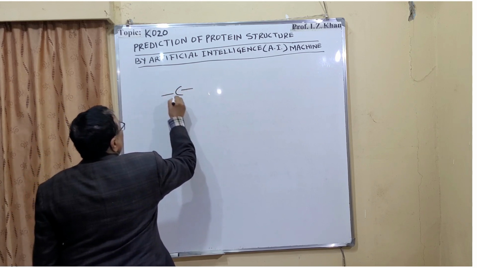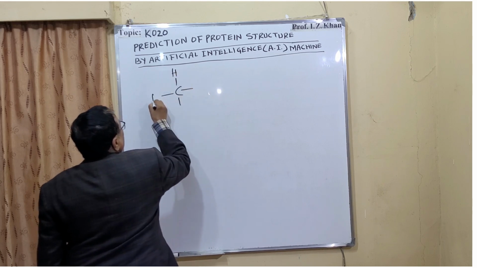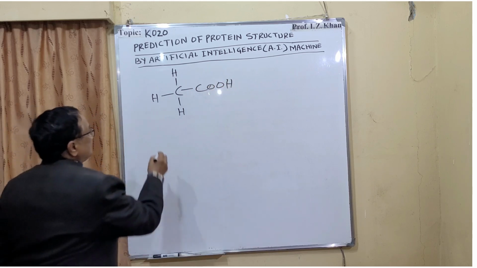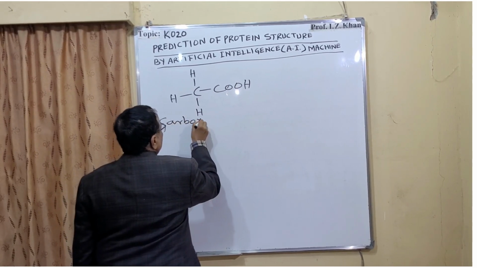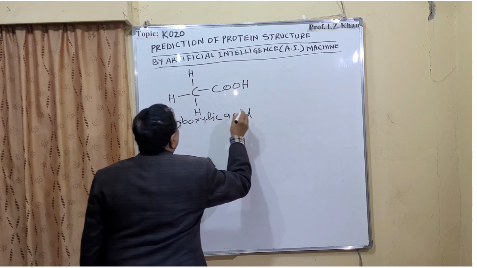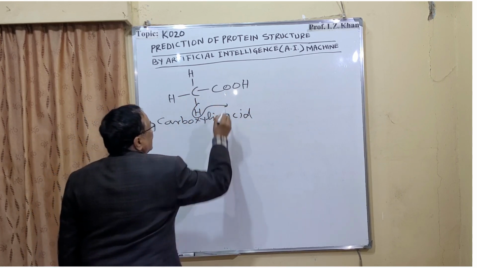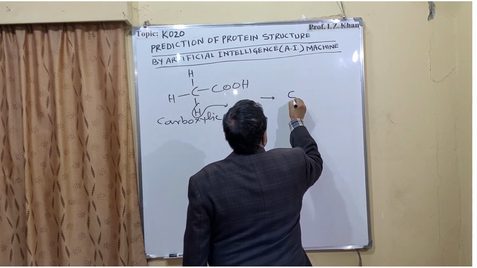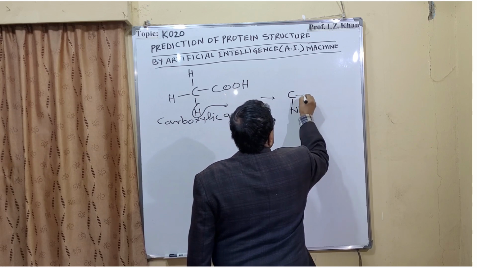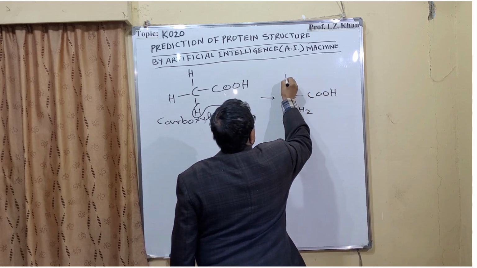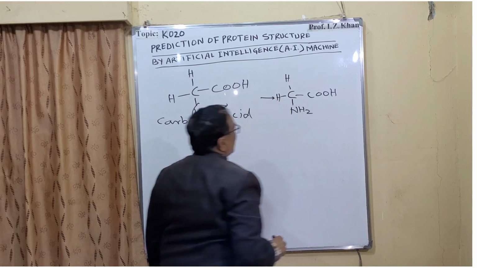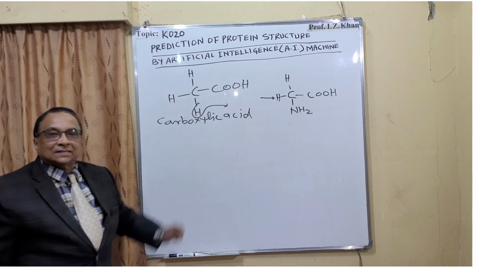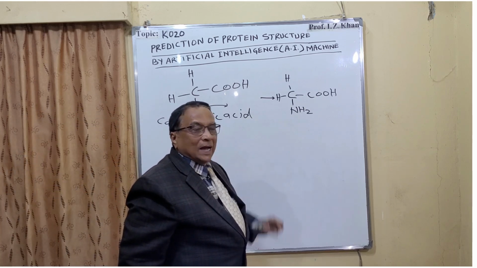Amino acid is the derivative of carboxylic acid. This is your carboxylic acid. And if one of the hydrogens is replaced by an amino group, then what you are going to get is NH2, COOH, H and H. That is your amino acid, meaning one of the hydrogens of carboxylic acid is substituted by NH2, meaning amino group, and it is called amino acid.